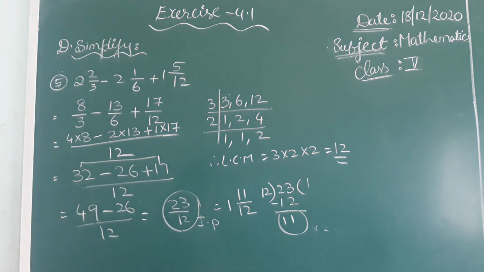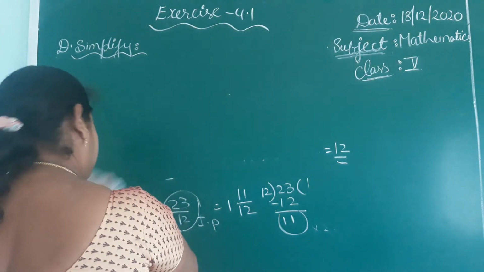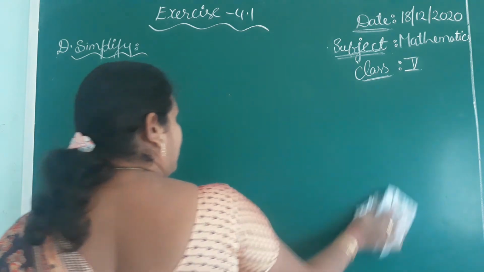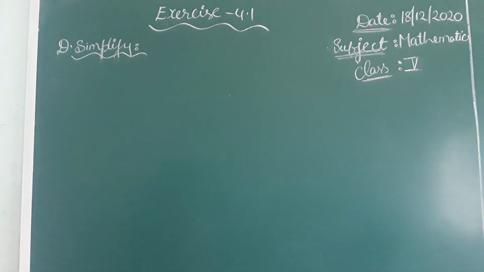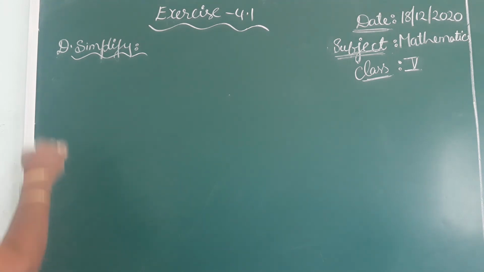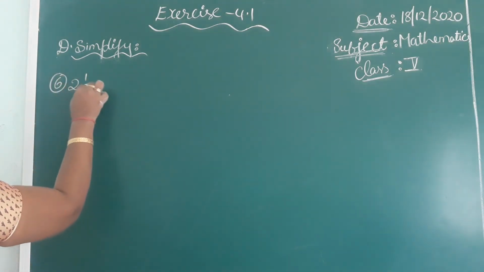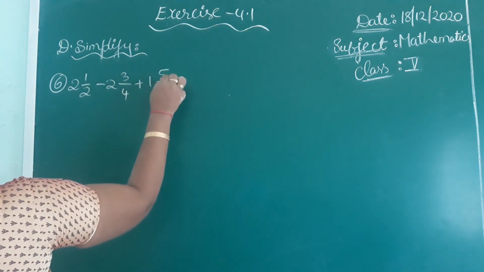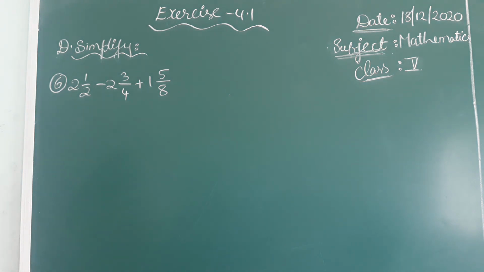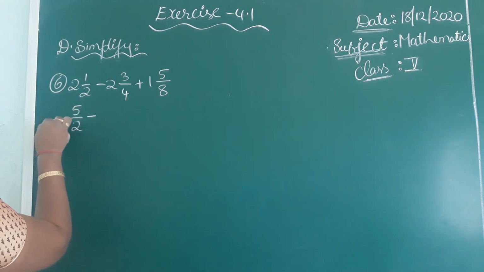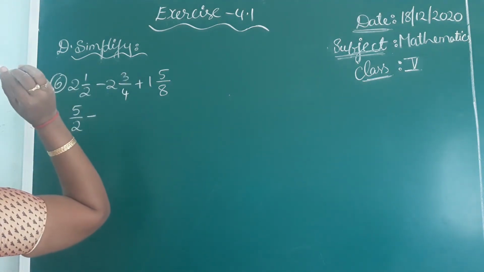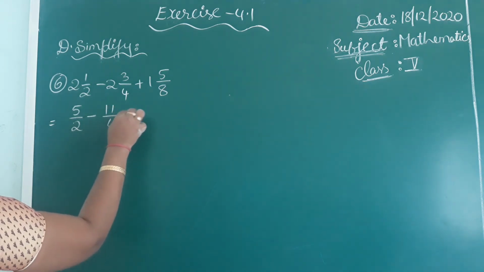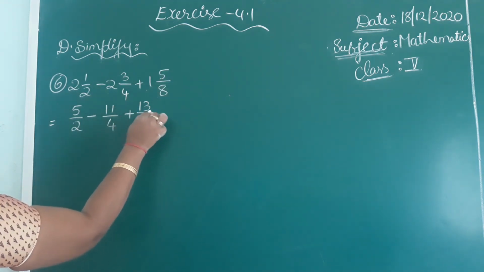Okay. See the next one, last sum in this exercise. 2 1 by 2 minus 2 3 by 4 plus 1 5 by 8. Okay, 2 2s are 4, 4 plus 1, 5 by 2, minus 2 4s are 8, 8 plus 3, 11 by 4, plus 8 1s are 8, 8 plus 5, 13 by 8.